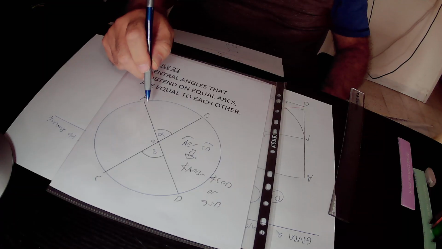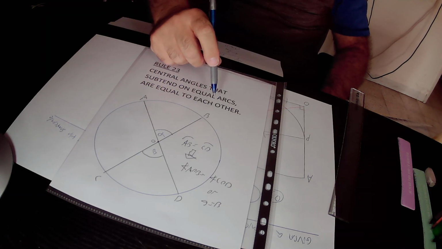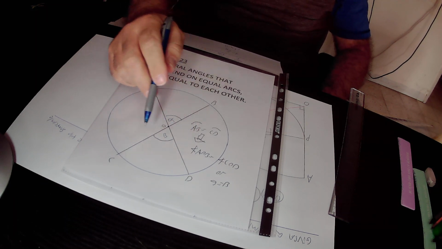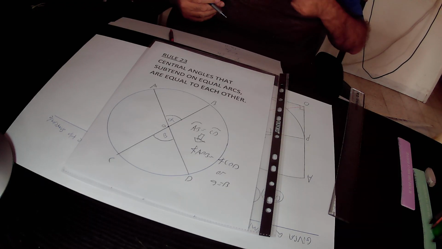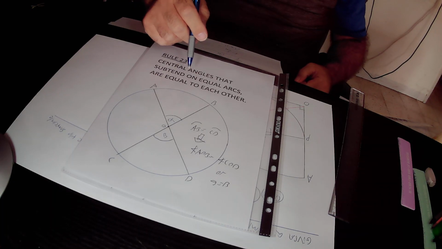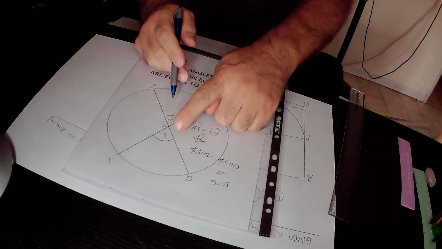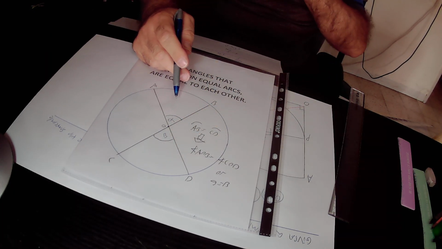This is center angle AOB that subtends on arc AB. Likewise, this is center angle COD that subtends on arc CD. And according to rule 23, if arc AB is equal to arc CD in its size, that is to say, those two center angles subtend on equal arcs, they must be equal to each other in their sizes.